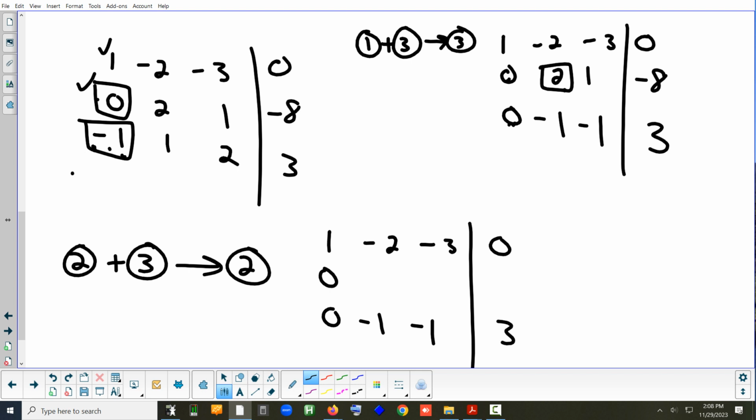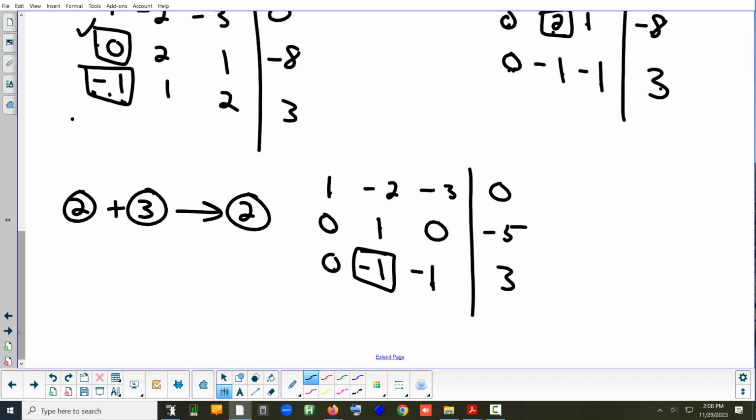What's 2 plus negative 1? 1. What's 1 plus negative 1? 0. And what's negative 8 plus 3? Negative 5. Okay, so we got the 1, the 0, the 0, the 1. Now I want to get a 0 right there. Once I get a 0 here, I will have gotten rid of the x's and the y's, and the only thing left in the bottom one will be a z. Then I can solve for my first letter, and at that point we're pretty much done.